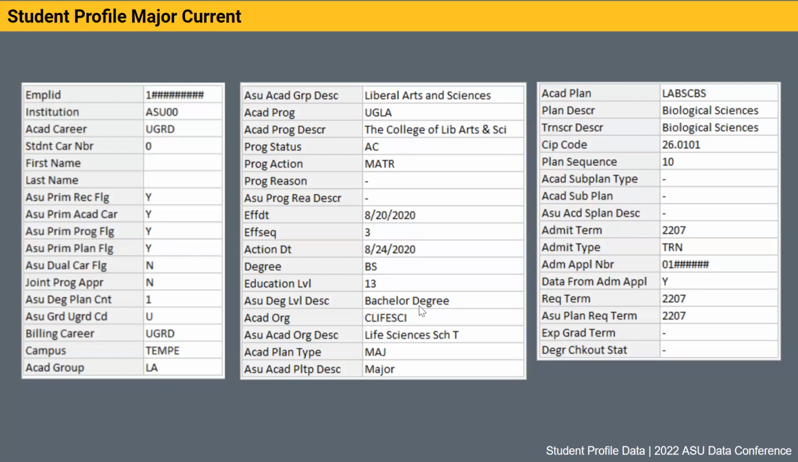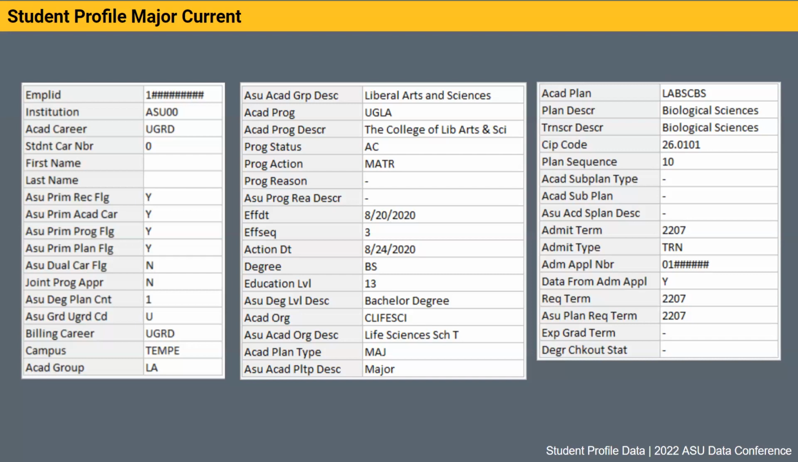Here's an example of some of the fields, so you can see it has all the program plan data that was in the other table. It's just all of them that are active today. This one also has a little more granularity about their graduation application.